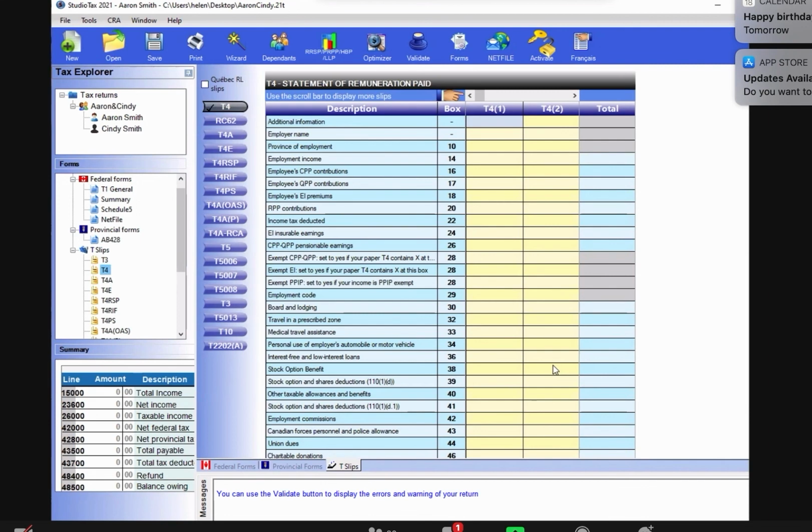Everybody, you open your studio tax. Then you clean up your T4, all the information on T4. First thing on Aaron, then second on Cindy. Cindy, we have to delete that to apply for the disabled amount, right? So now we just do Aaron. Aaron is easy. We only have T4. So you clean up on T4.